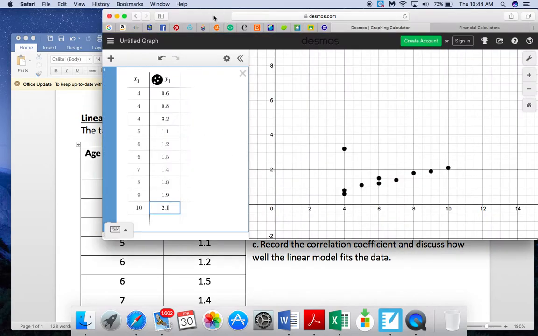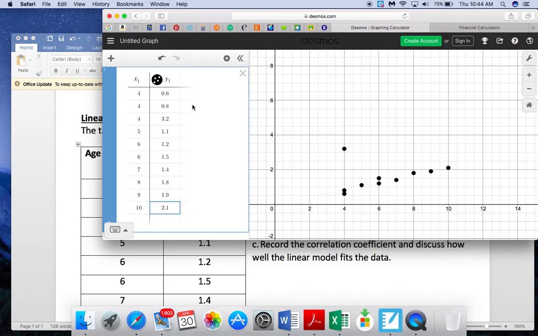So switching over to Desmos, now I'm using the website. You can use either the website or the app if you have it on your own device. The functionality is basically the same between them. So if you want to use the website, it's just desmos.com.